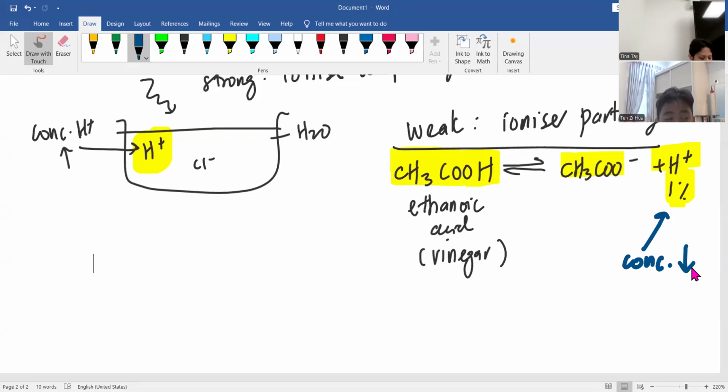Vinegar is the one you eat, right? Yeah, that's why I said it's safe to eat. Also citric acid.